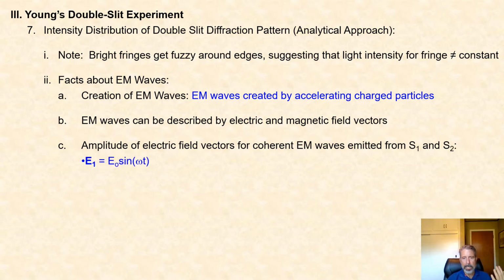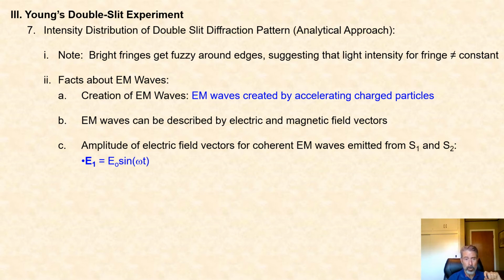So if we take a look at describing the electric field emitted from slit S1, we can do it as follows. We can say it's equal to E naught, where E naught represents the amplitude of the electric field, times the sine of omega t. Notice that we're making this sine omega t, from what we know about wave theory, that represents a wave. E naught, the amplitude.